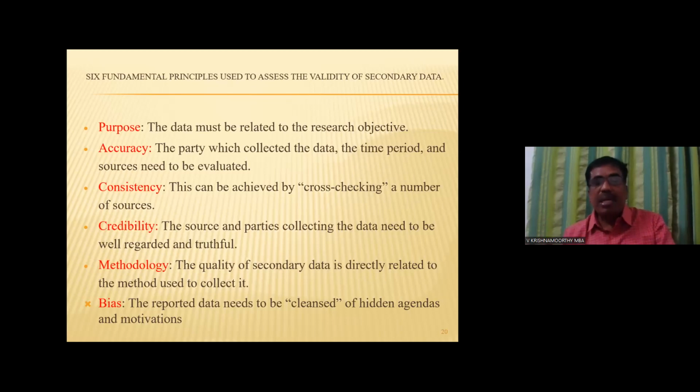Then, for example, the party which collected the data: who has collected the data, whether the government, semi-government or private people. Another important thing, the time period, and whether they have mentioned the source. Consistency can be achieved by cross-checking. If you take any data, there should be a flow and whether there is a flow. Another important thing, credibility of the party. Who has collected the data? Let's take a government agency. Probably it will have some credibility.